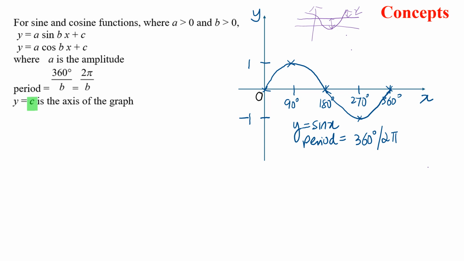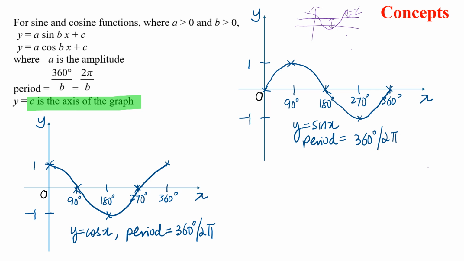Let's look at the cosine curve. Just remember, the one highlighted, c, is the axis of the graph. It's not the y-intercept. For your cosine curve, this is how it looks like. It also ranges between negative 1 and 1 inclusive.